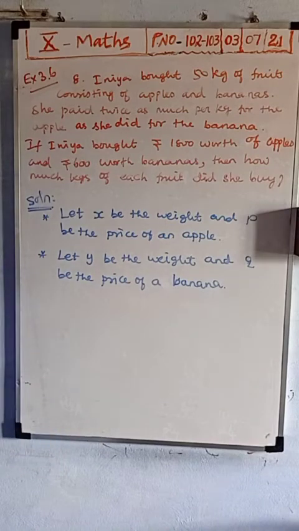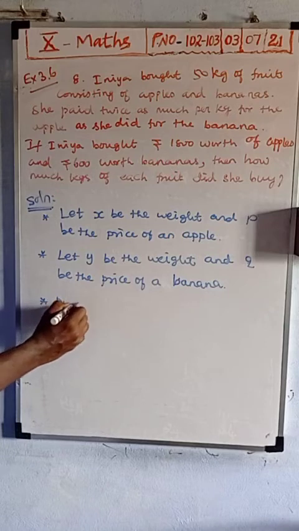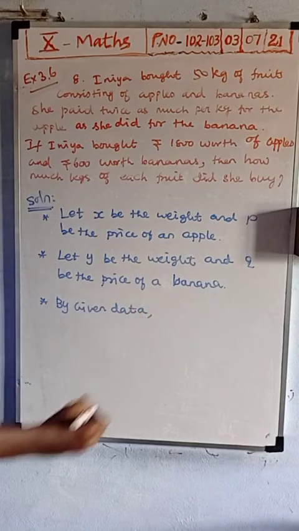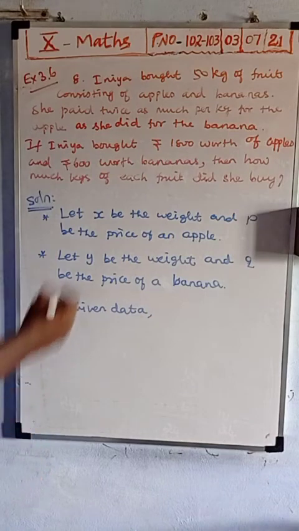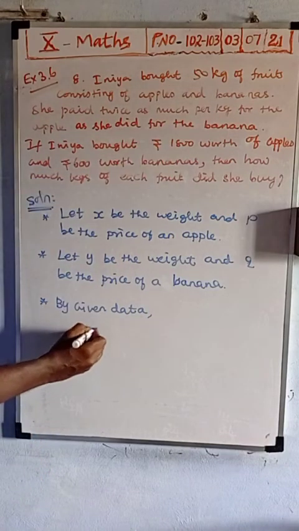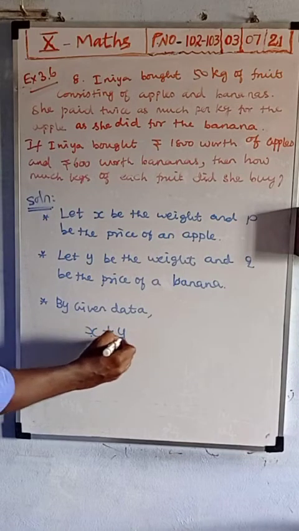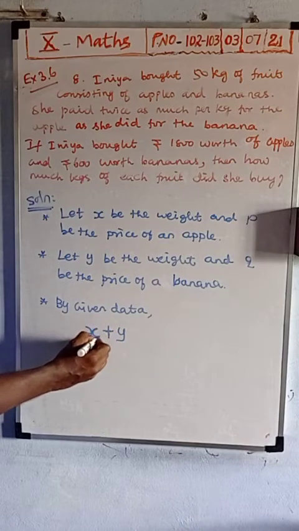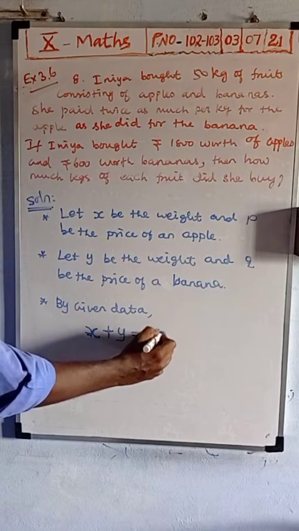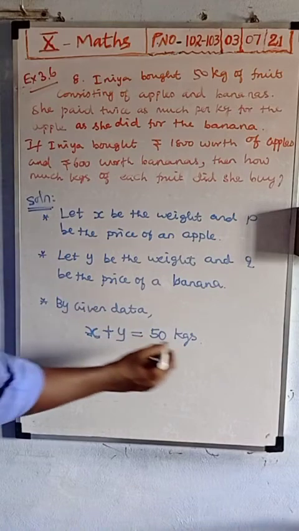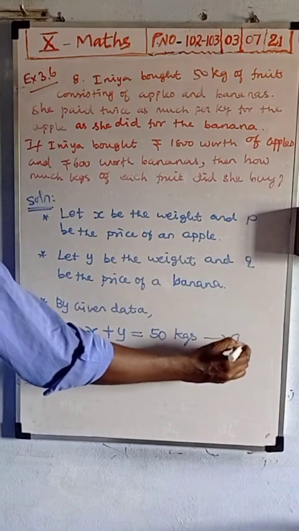Price of a banana. Okay, so by the given data, total she bought 50 kilograms. So x plus total weight. Apple weight and banana weight, x plus y is equal to 50 kilograms. Okay, keep this as equation 1.